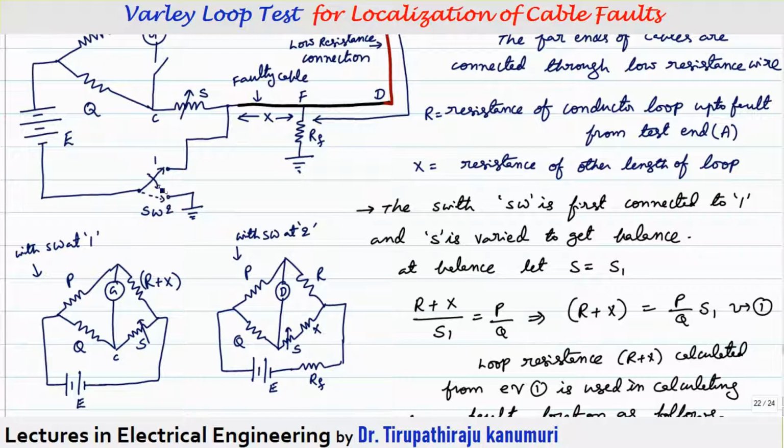Now when it is connected to switch position number 2, you can see here the negative terminal is connected to ground. So now how will the current pass? Current will pass through the ground, it will reach this point, it will pass through RF and reach the point F. So here the junction location will be F. Same thing I have mentioned here. This is E. Negative terminal, it is connected through RF to a junction.